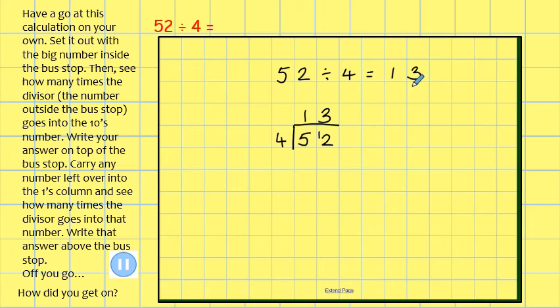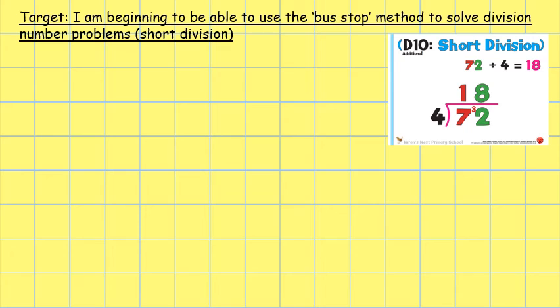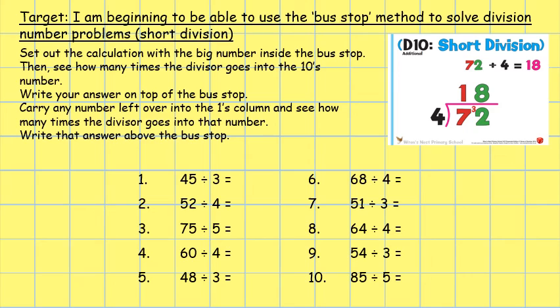Well done. I'd like you to try some independently. Have a go at these examples on your own. Your target today is, I am beginning to be able to use the bus stop method to solve division number problems. Set out the calculation with the big number inside the bus stop. Then see how many times the divisor goes into the tens number. Write your answer on top of the bus stop. Carry any number left over into the ones column and see how many times the divisor goes into that number.